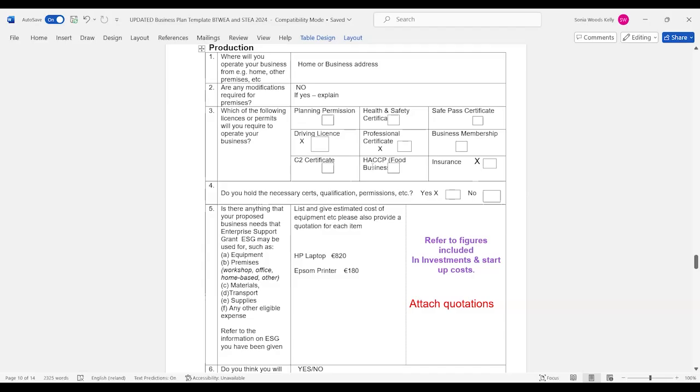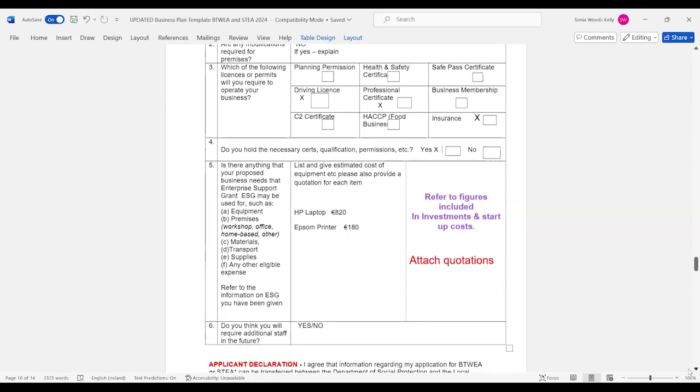The next question asks, do you hold the necessary certs, qualifications, and permissions to run the business? So the answer to this is yes. And once again, if you can't tick into the box, put your cursor beside it and include an X.